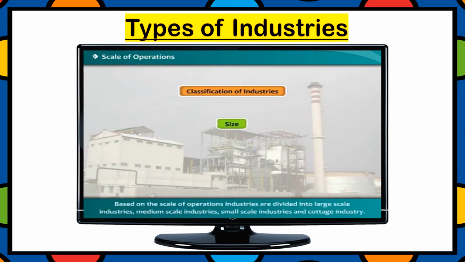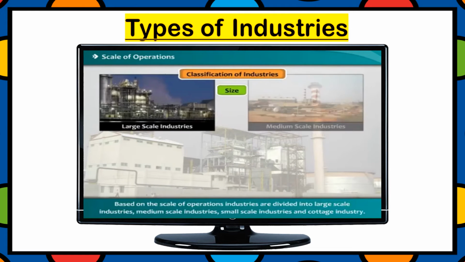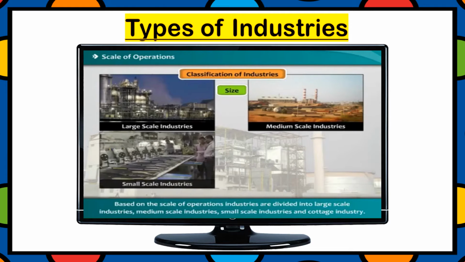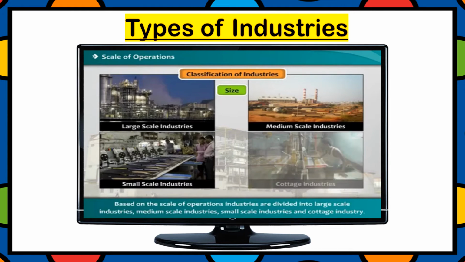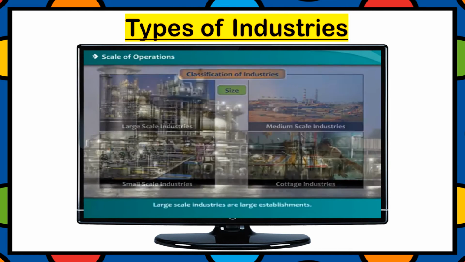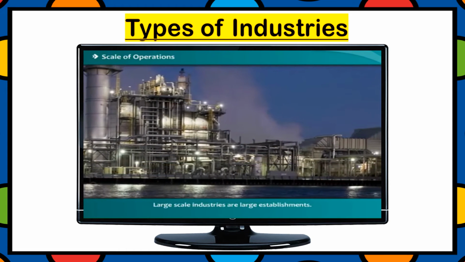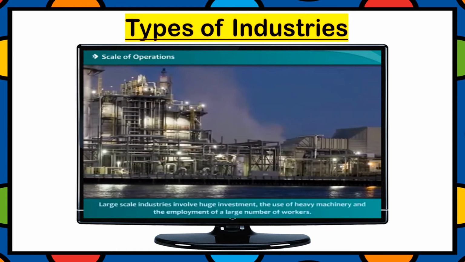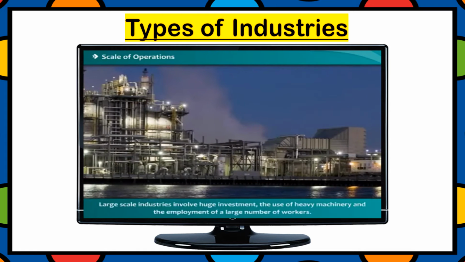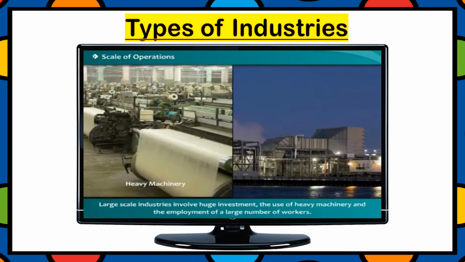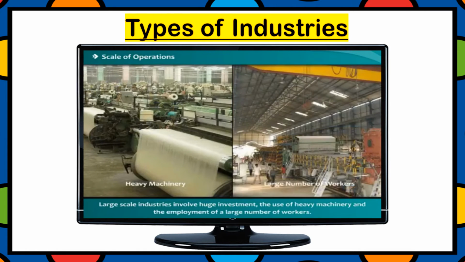Based on the scale of operations, industries are divided into large-scale industries, medium-scale industries, small-scale industries, and cottage industry. Large-scale industries are large establishments. Large-scale industries involve huge investment, the use of heavy machinery, and the employment of a large number of workers.